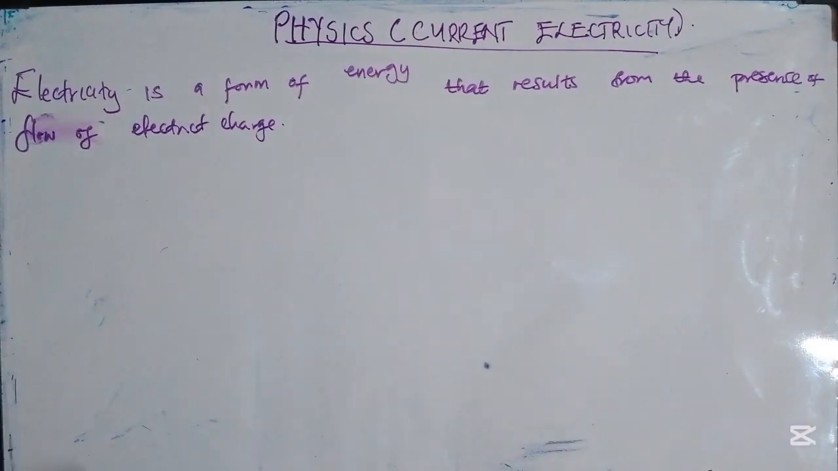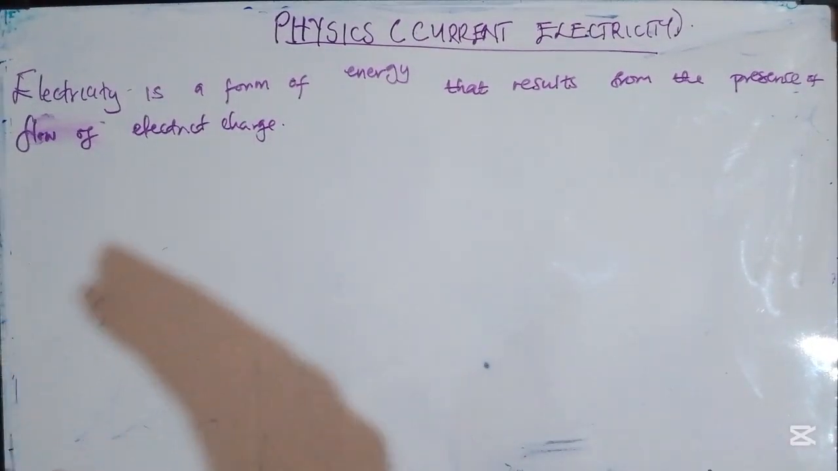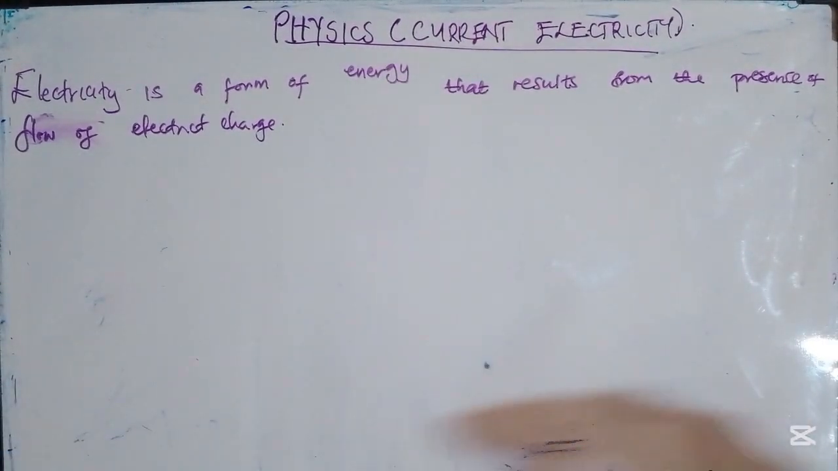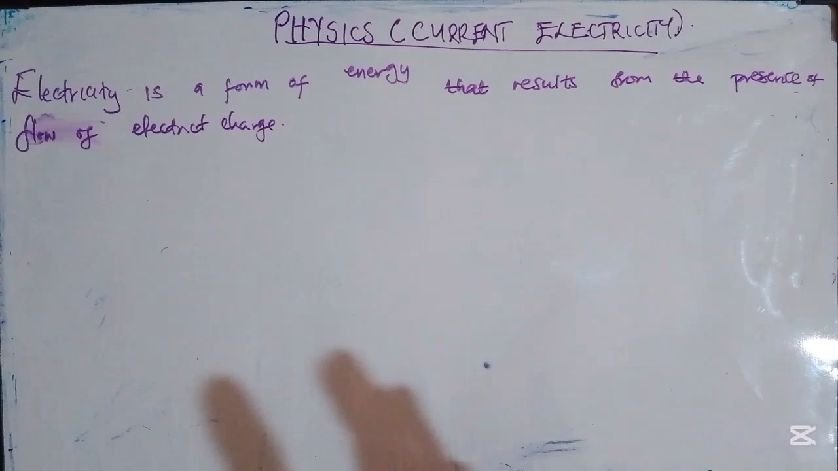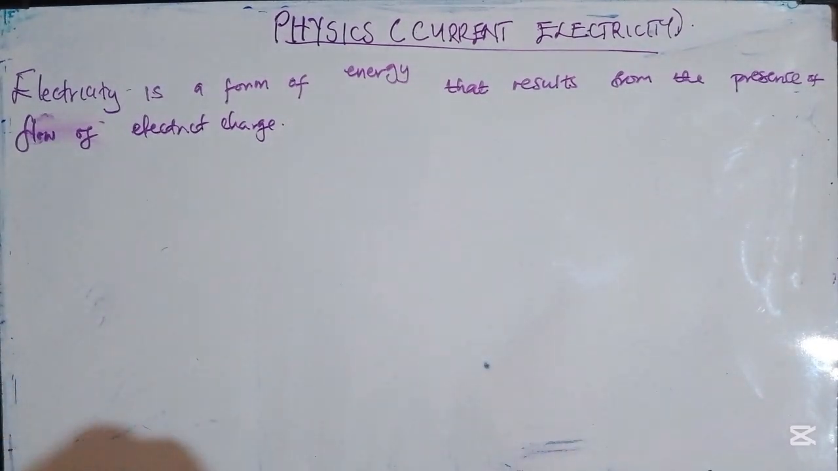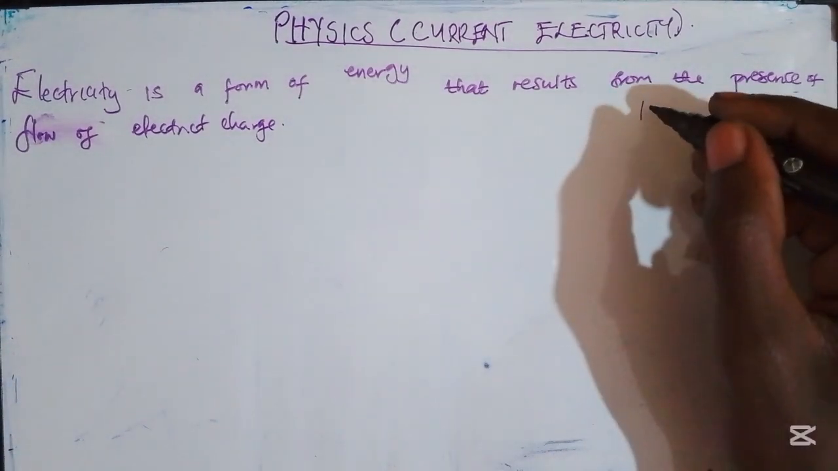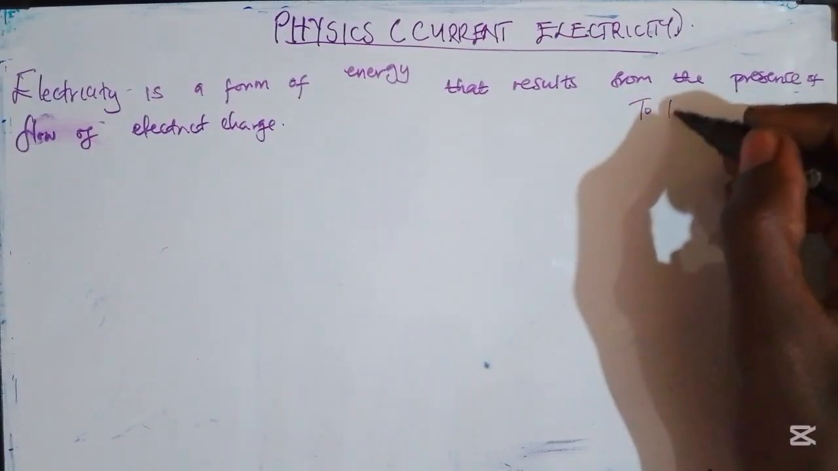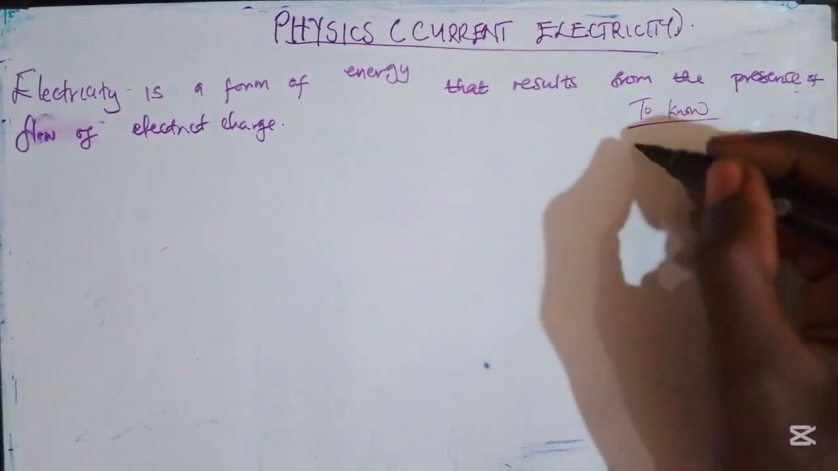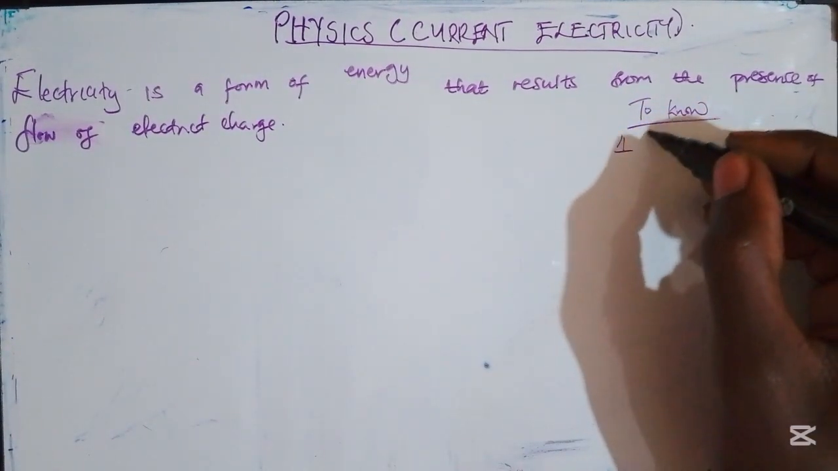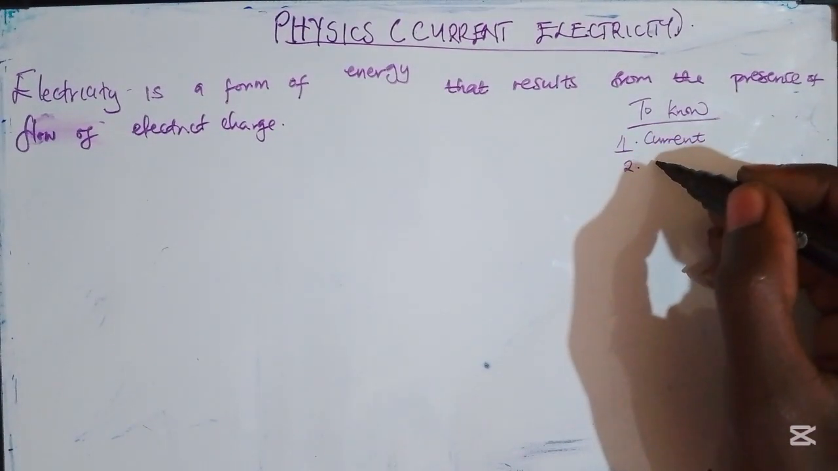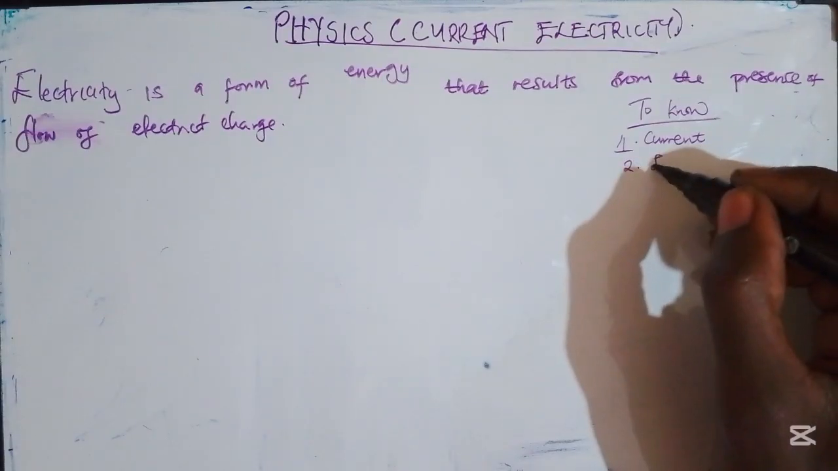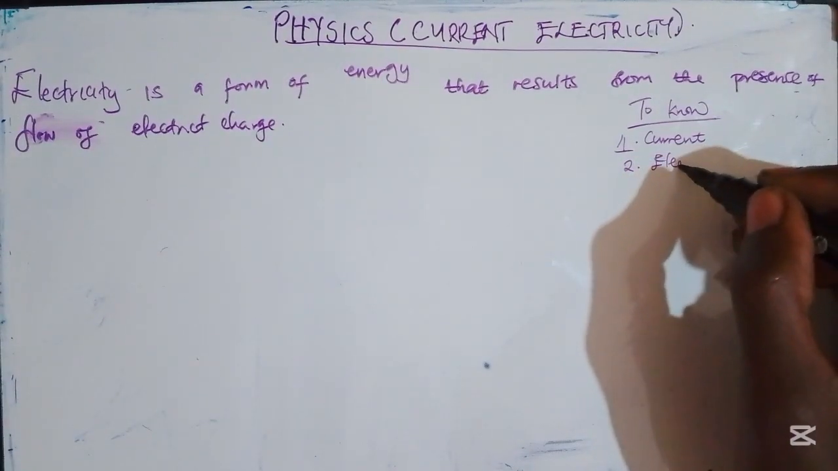Moving on to the four things which you need to understand on electricity. As you are studying electricity, it is not everything under electricity which you need to revise. Remember, you have less than a month. So under electricity, what do you need to know? Number one, you need to know what current is. Number two, you need to know what electromotive force is.